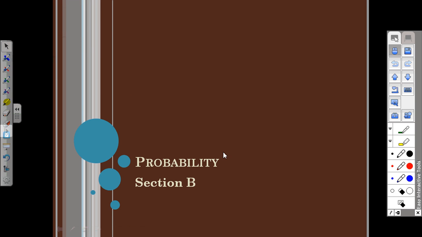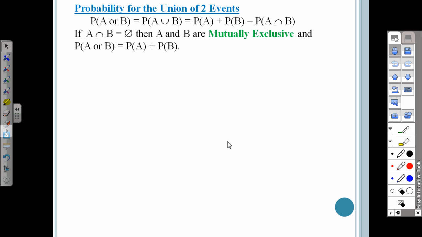Okay, so we are going to talk a little bit more about probability, a few unique, different, a little bit more confusing probability situations. The first one that we're going to talk about is the probability for the union of two events. What that means is you're trying to figure out the probability that this or that could happen. You have to remember that the way we symbolize union is with a big U, and the way we symbolize intersection is with an upside down U. Hopefully you remember that from previous math classes.